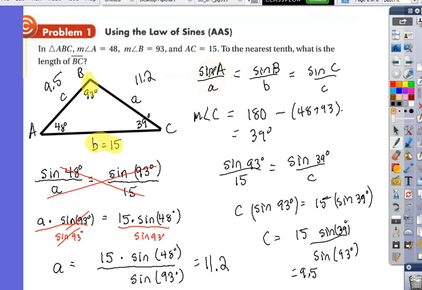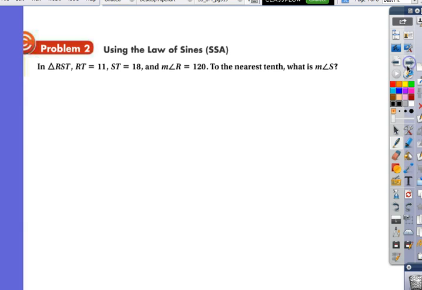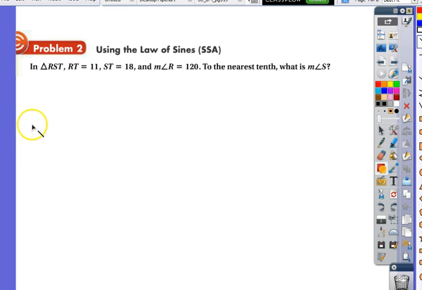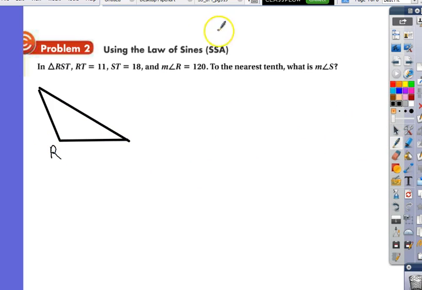Now, there are other situations which you might have. I'm going to skip this practice and go on to this. In this particular triangle, when I draw this one out, I'm going to draw a triangle, and this one's an obtuse triangle because it's got a 120-degree measure in it. In this particular triangle, triangle RST, now you've got two sides and an angle. We know that the measure of angle R is 120 degrees, and we know that RT is 11, and we know that ST is 18.